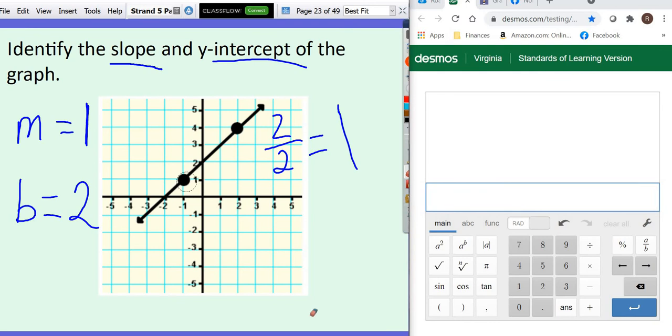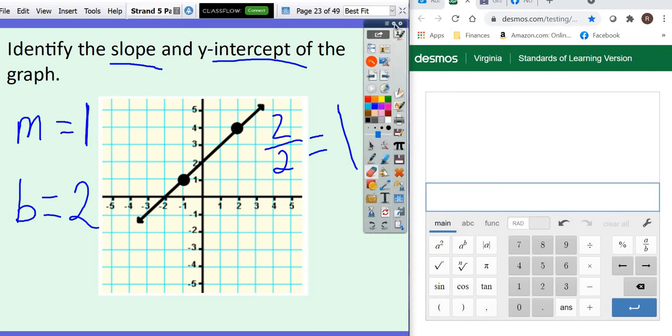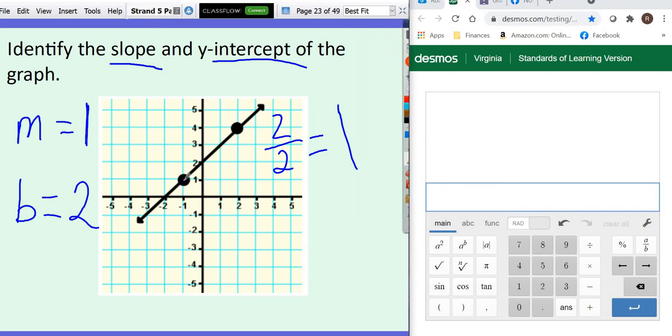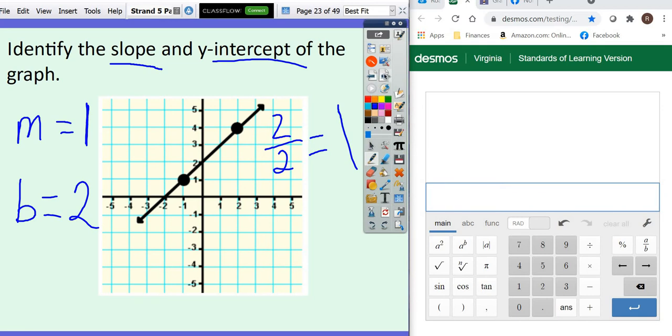I could have started down here, and I'll show you what happens if I do. If I start here, I have to decide which way do I have to go to get to my next point. If I have to go up first, my slope is always going to be positive. If I had to go down, it would be negative. But let's say I go up 1, 2, 3, and then right 1, 2, 3. 3 over 3 also equals 1. You just have to put it in your calculator. So that's how you find the y-intercept and count slope.